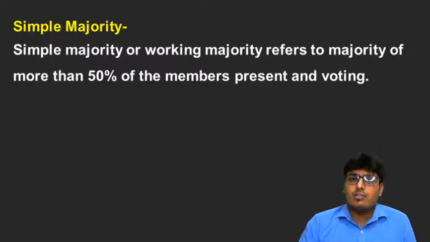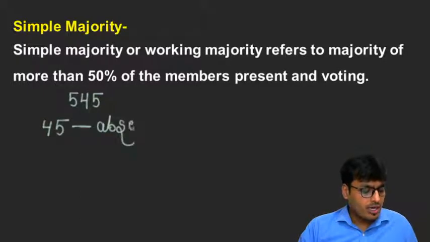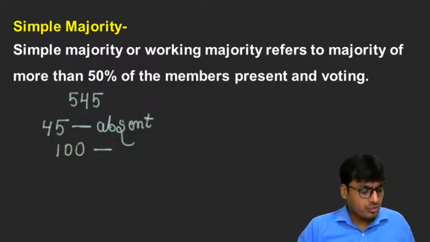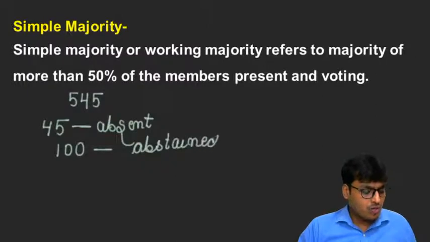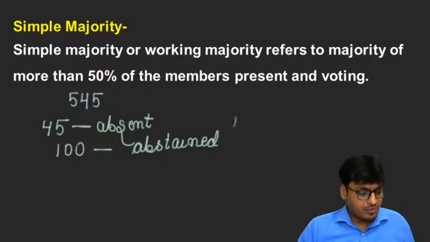For example, the strength of the Lok Sabha is 545. Now, among these 545, 45 members are absent and 100 persons abstain from voting. That means they do not take part in the voting process. So, abstained from the voting. So now, how many members are present and have voted? 400 members.